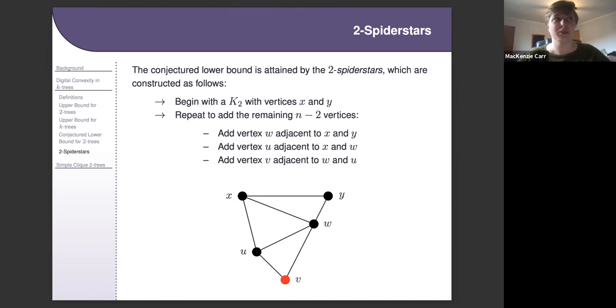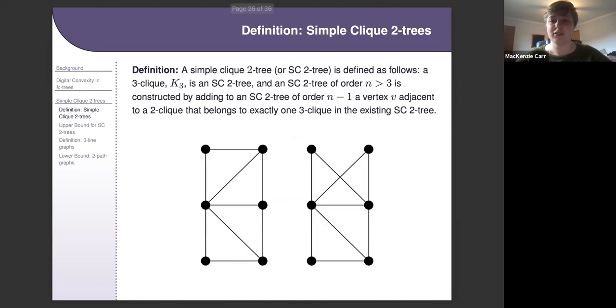We were only able to prove this lower bound up to, I think, n equals 12. But because these 2-spider stars have a similar structure to the spider stars, it would make sense that this would be the lower bound, but that's still an open problem. And to help us solve this, we reduced the scope a little bit, and we looked at simple clique 2-trees.